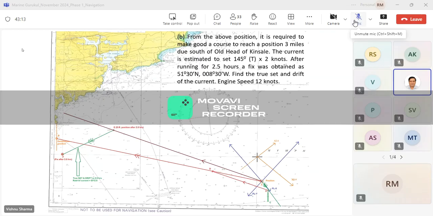What have we tried doing? We have tried finding the DR and fix for the same time. And the interval that has passed from the last fix is 2.5 hours. So E to F is the current for 2.5 hours. Is that clear to everybody?